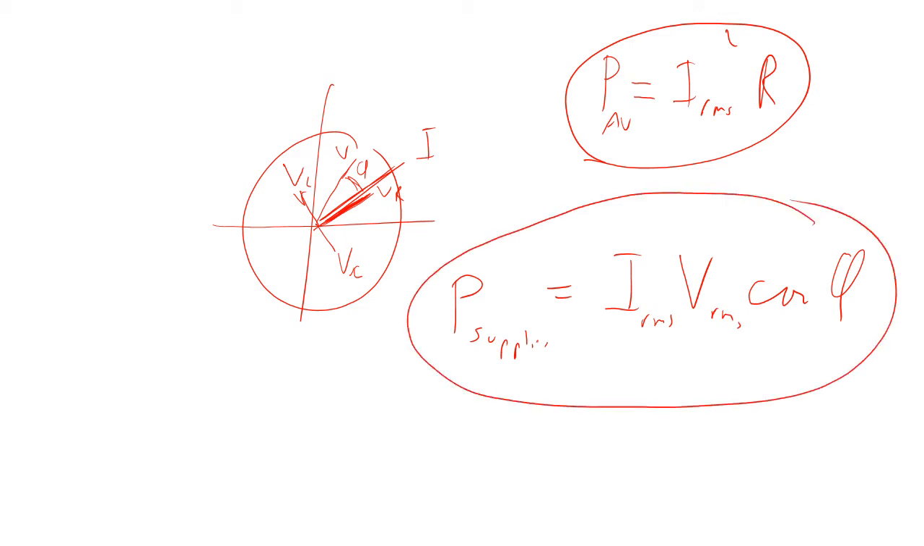So IV cosine phi. For example, you have an electric motor, it has a certain inductance, a certain resistance, it's got a current load in it and a voltage, but you don't just multiply current times voltage to get the power. It's a little bit more complicated than that, and I'll do some examples in just a little bit.